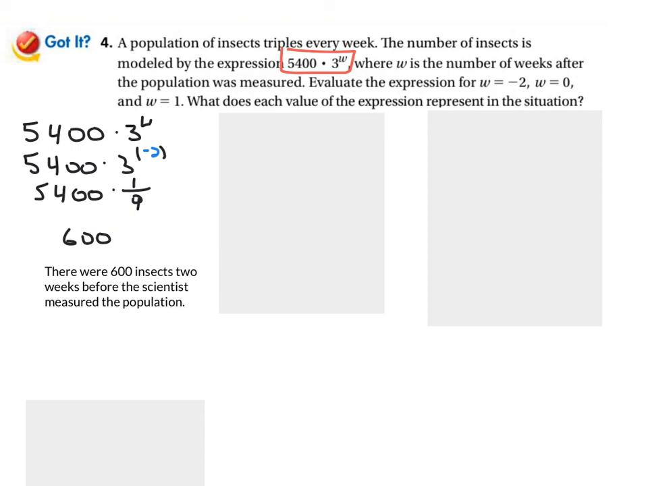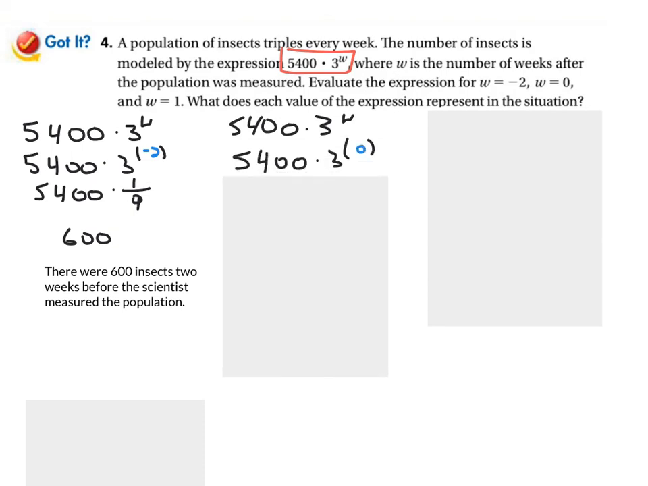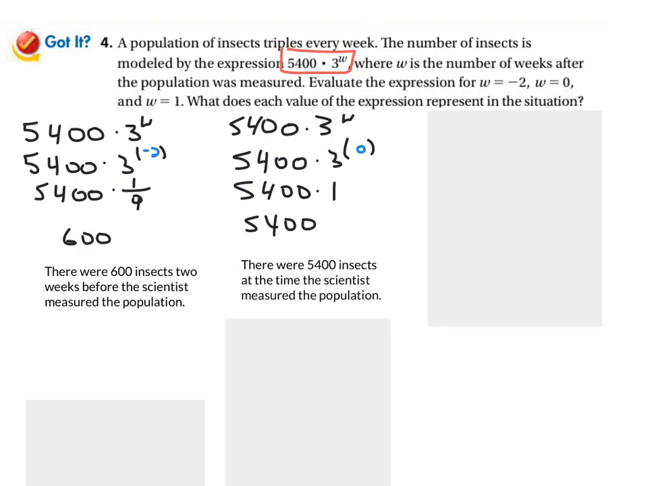Okay? Evaluating for w equals 0, what do we get? We take the original expression, always write the original expression. Then substitute in 0 for w. 3 to the 0 power is 1, so we're getting 5,400 times 1, which is 5,400. What does that mean? Well, w equals 0. 0 weeks after it was measured means at the time it was measured, there were 5,400 insects at the time the scientists measured the population.